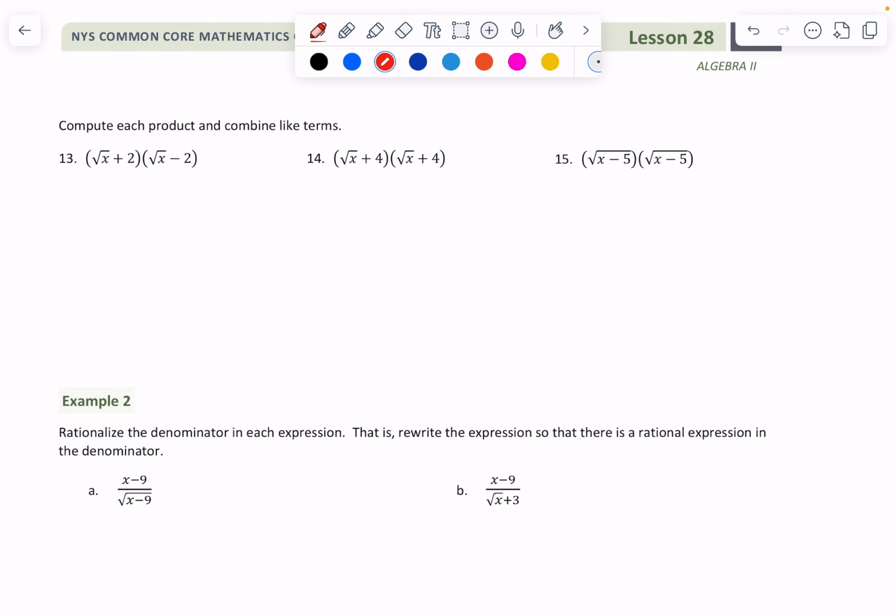This I assigned for homework, but I'll talk about it right now just so that you guys can check your answer with the video if you get confused. You want to compute each product and then combine like terms at the end.